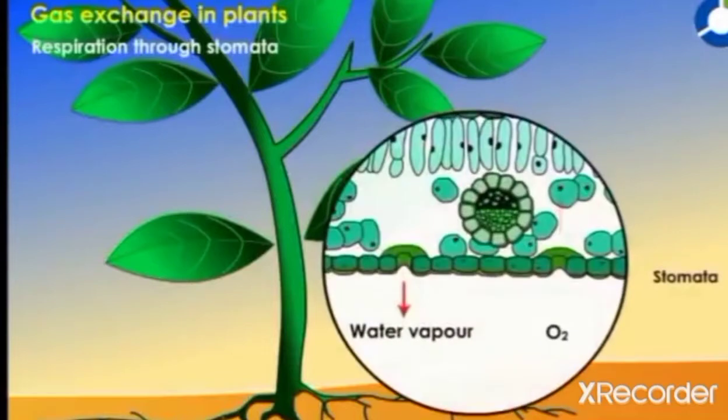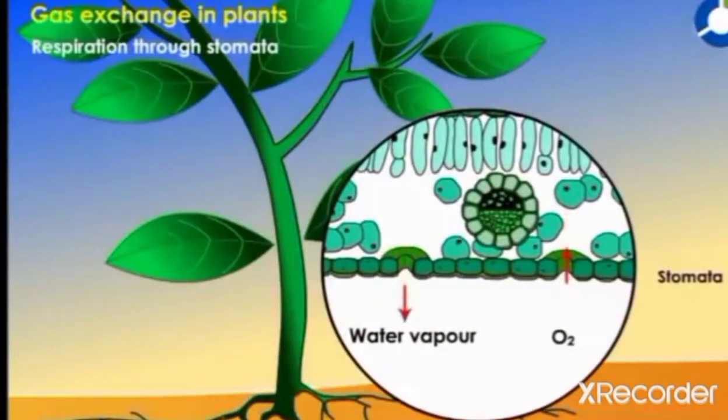Gaseous exchange through stomata. Stomata are small apertures found on the surface of the leaves. For the process of respiration, oxygen enters through stomata by the process of diffusion and then into other cells of the leaves.